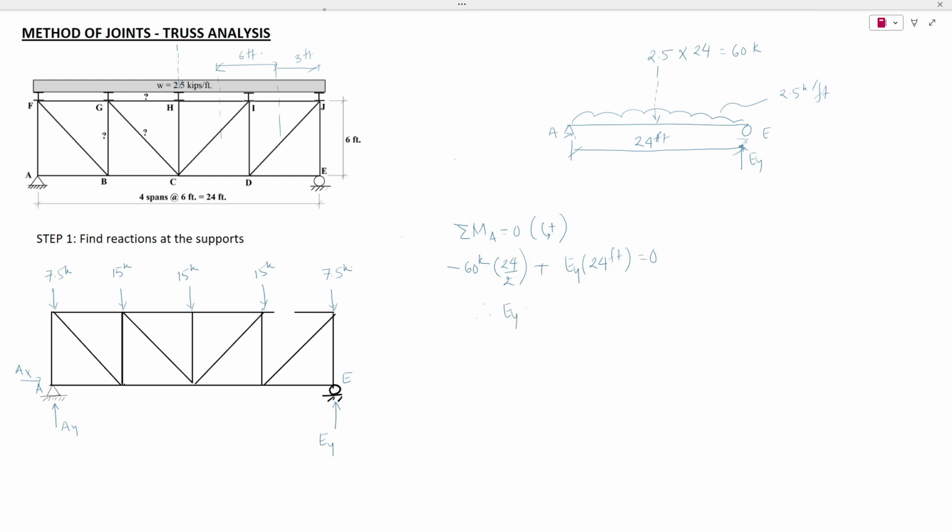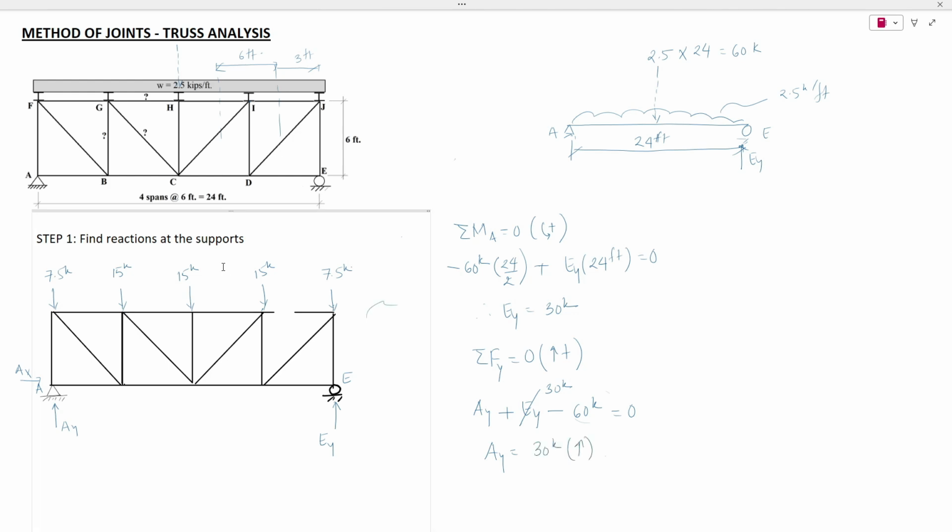Solving this, we get EY equal to 30 kips. Summation of all the forces in the vertical direction, assuming upward is positive, gives AY plus EY minus 60 kips, because the 60 kips is going downwards, equal to 0. We just calculated EY to be 30 kips, so AY would be 30 kips as well.